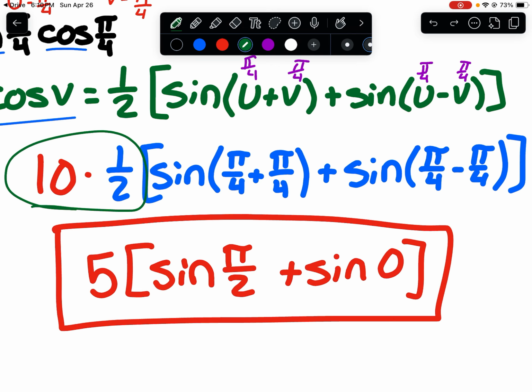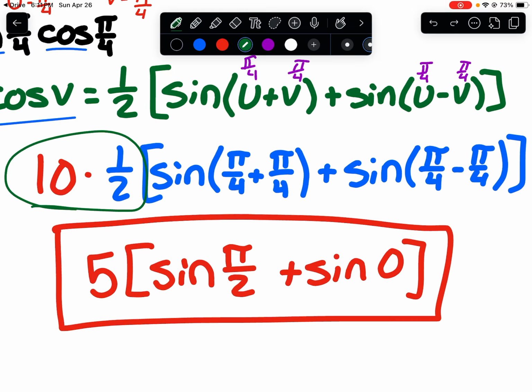And then once you've got your u and your v plugged in, all we're going to try to do is simplify that down to a single number. So pi over 4 plus pi over 4 is 2 pi over 4, which would simplify down to pi over 2, which gets us this thing. And then pi over 4 minus pi over 4 is 0, which gets us sine 0. And then that's where we're going to leave it, okay?